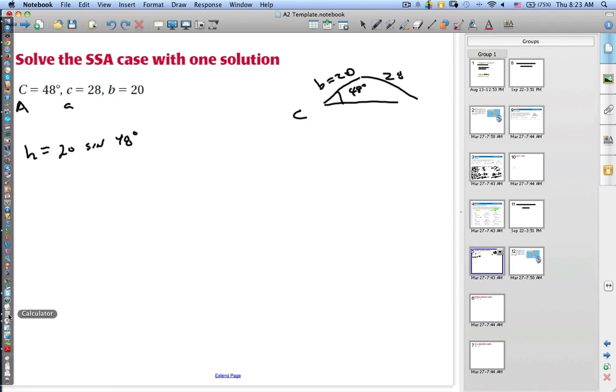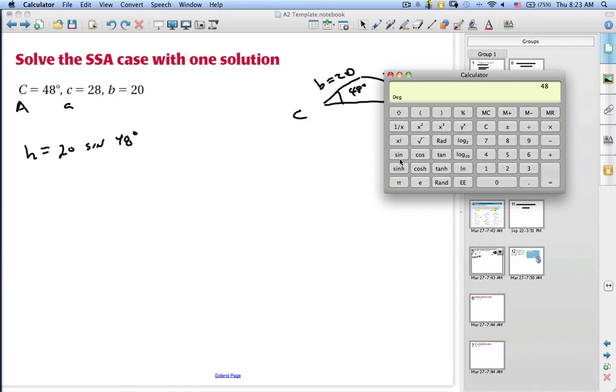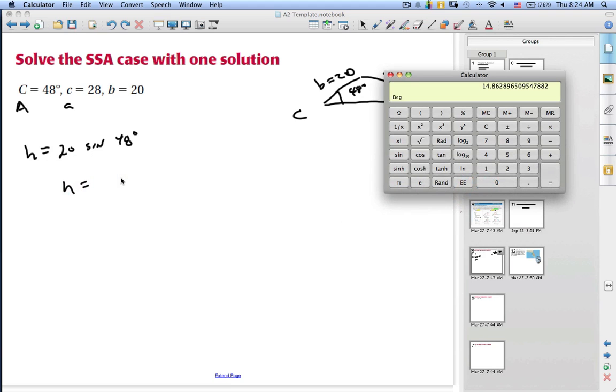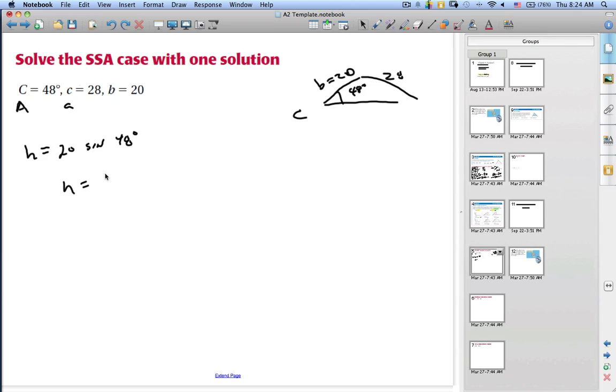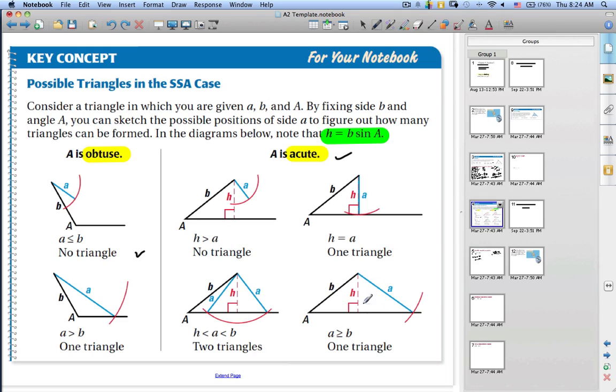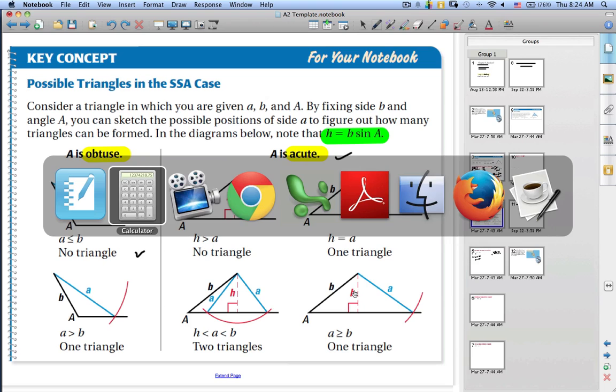Right, so we're going to go ahead and come through here and find out what's the sine of 48 degrees times 20. So my height is equal to 14.86. So you can see that my side opposite is longer than the height, and it's also longer than B. That's going to create a single triangle. So the case that we're in is this one. A is greater than B. Okay, great. So I'm going to go ahead and solve my triangle.